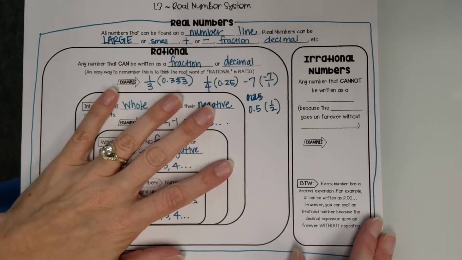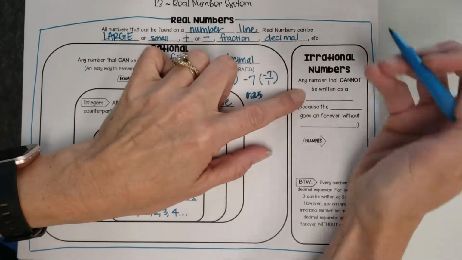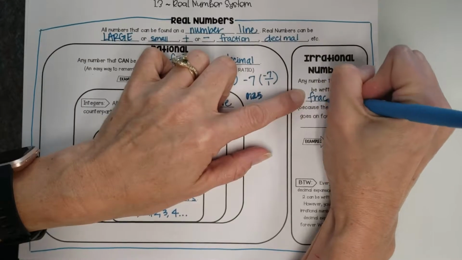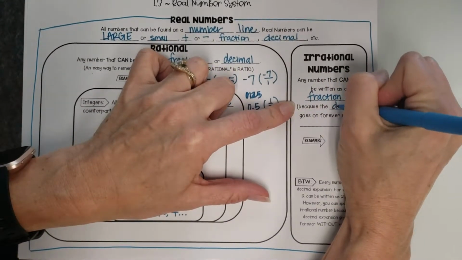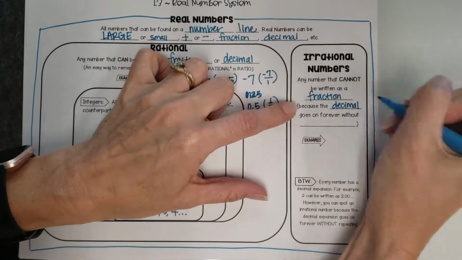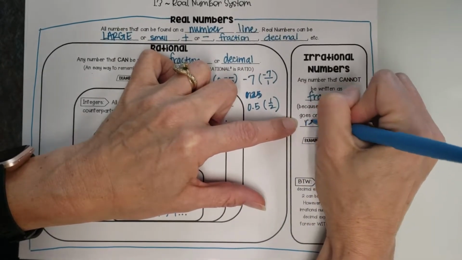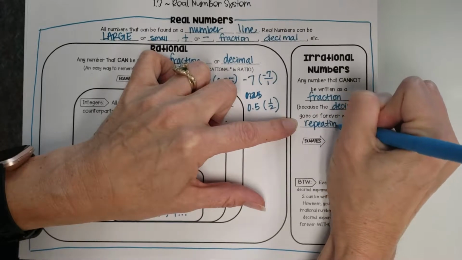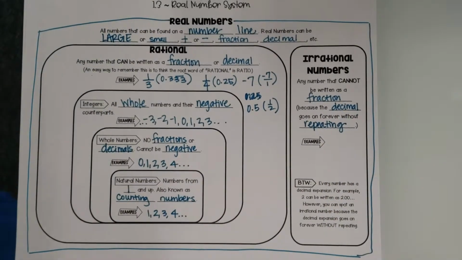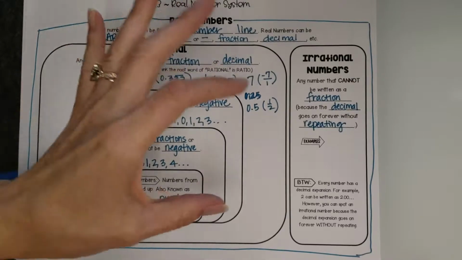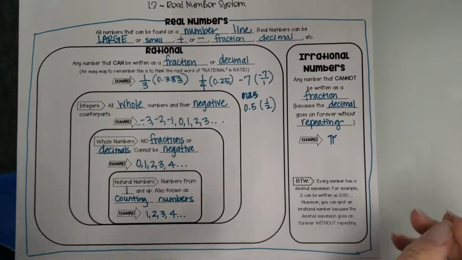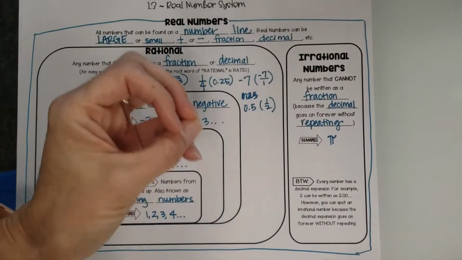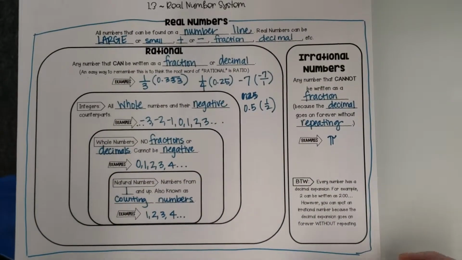Now, irrational numbers is any number that cannot be written as a fraction. Now, it can't be written as a fraction because the decimal form goes on forever without repeating. Okay. There's two main examples for irrational numbers. The first one is pi, which we all know is 3.14 and so on, and it goes on forever and it never repeats itself. Okay, so pi is a great example of an irrational number.